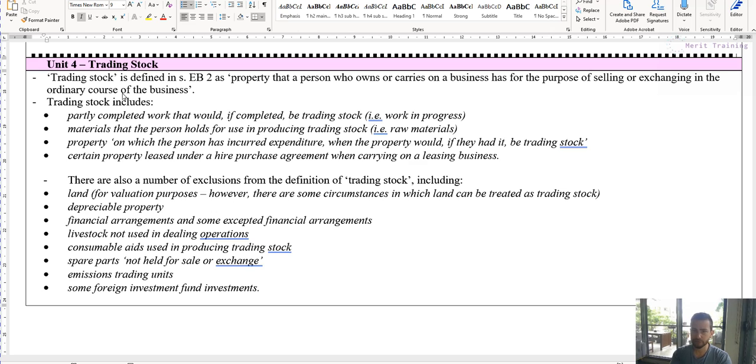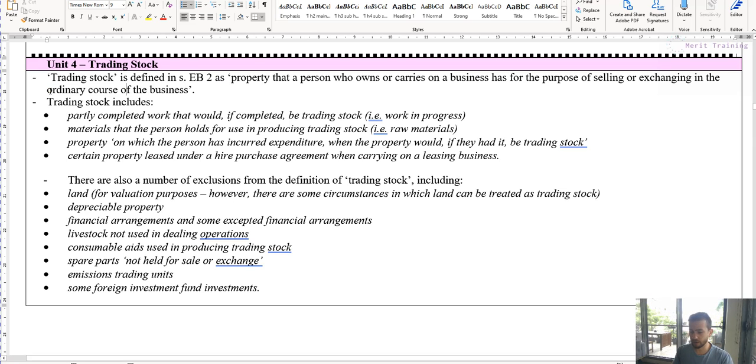So it's really just anything that you hold on hand in order to carry on a business for the purpose of selling in the ordinary course of business. Now this definition, ordinary course of business, is also an important concept because, as we'll get to later in the chapter, you can actually sell something out of the ordinary course of business. It doesn't constitute trading stock, but there will be tax implications for that, which we'll cover later on.